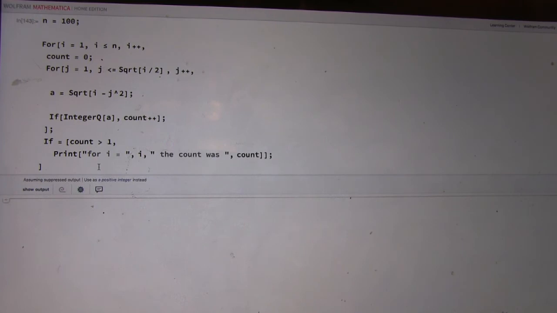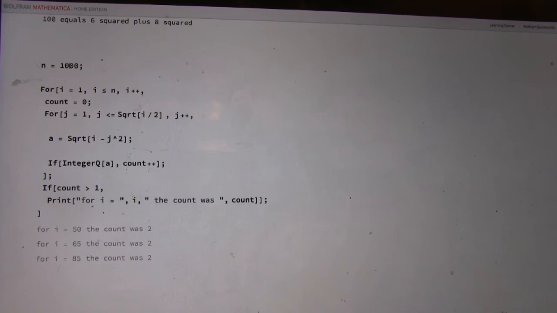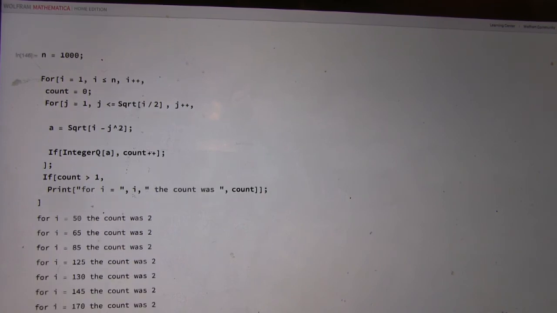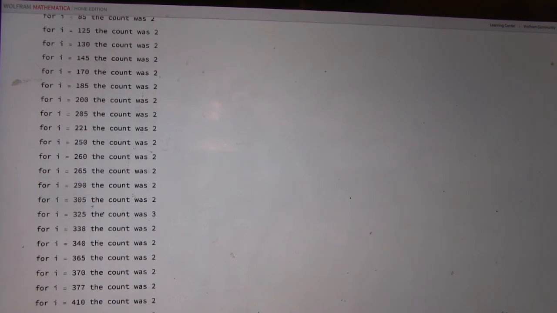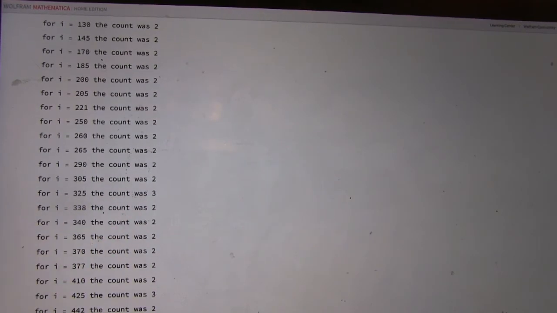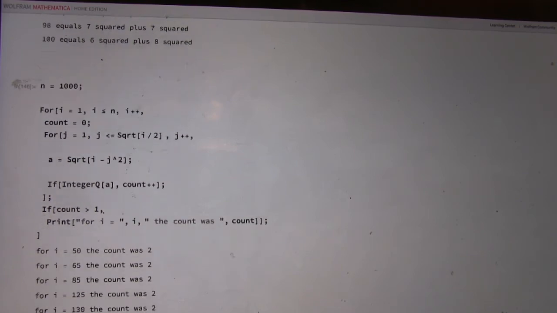Did I mess something up? If equals. Oh, I sure did. All right. 65 and 80, so those were the only ones. So we can go to 1,000 now. We can probably see the first. Let's see, we're only getting. Oh no, did we get a 3? I see a 3. Yeah, 325. All right. Sorry for scrolling so much.